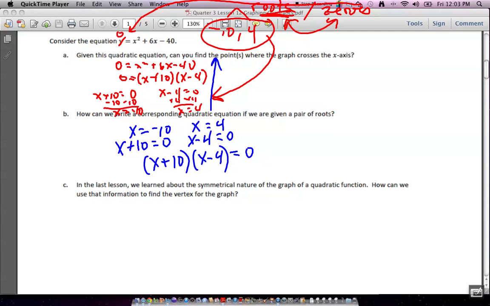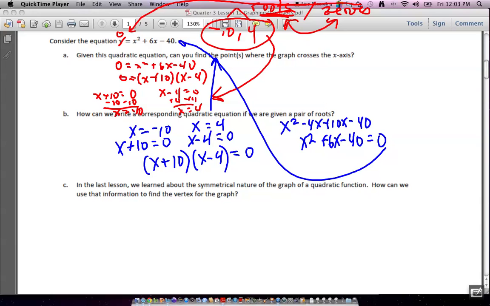Factoring is anti-distribute. So if I'm going backwards, now I got to double distribute and see what I get. I get x squared minus 4x plus 10x minus 40, which is x squared plus 6x minus 40. And then since it's an equation, it's going to equal 0. Well, look at that.